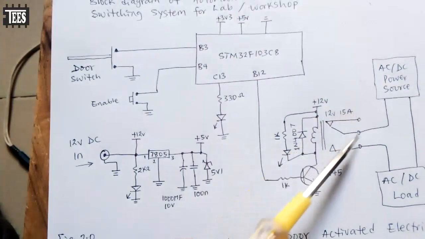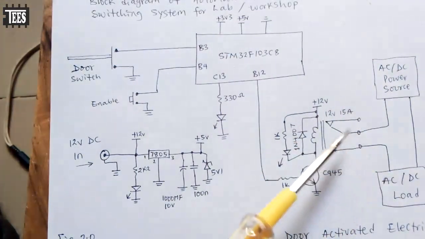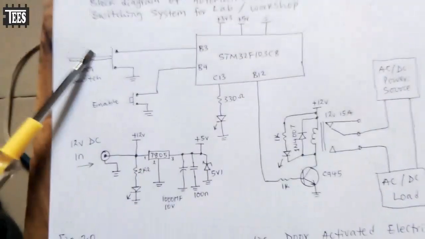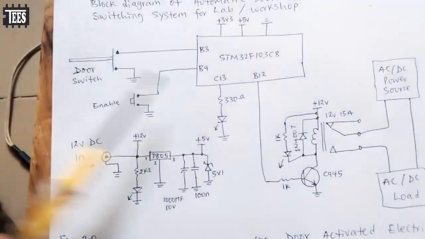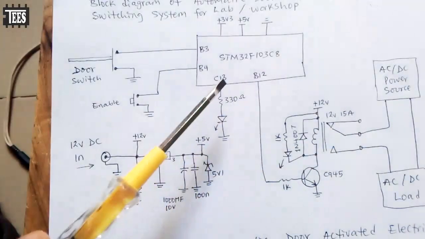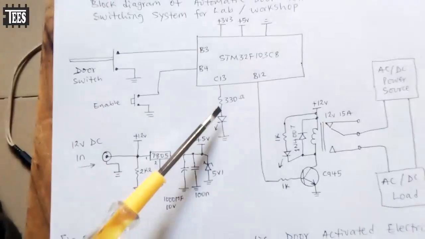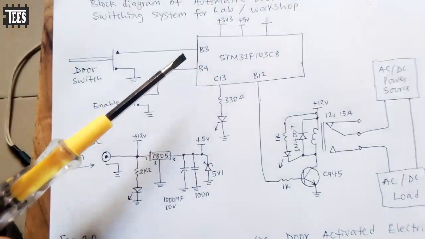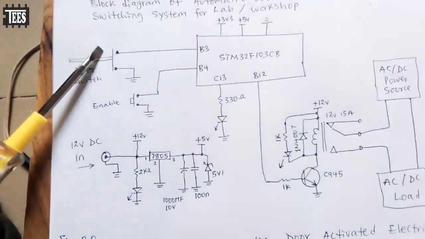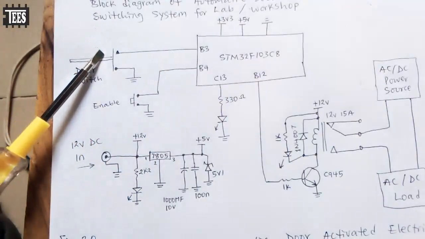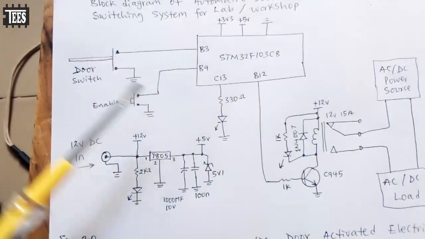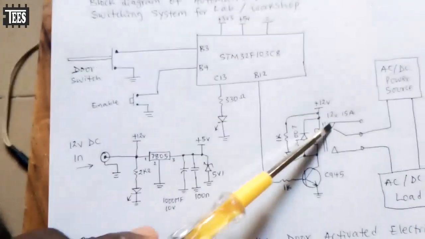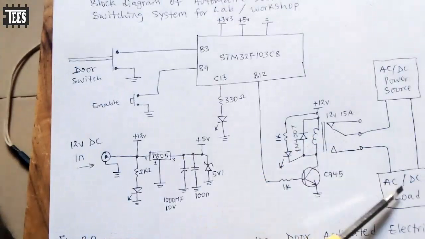You understand? Depending on your load, use the relay according to your load requirement. So if the door is open, the microcontroller is going to flash this LED first. That's when you power. When the power is supplied to your workshop, it will detect this switch is open. It means the doors are open, people are around. So it's going to flash this LED 10 times. After that, it's going to switch on power.